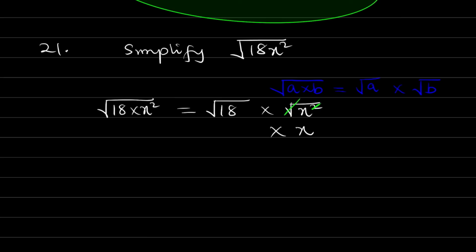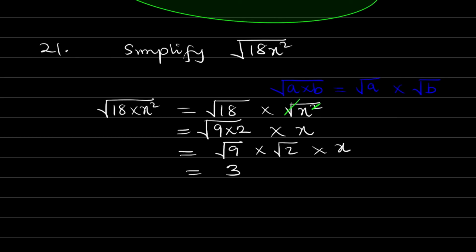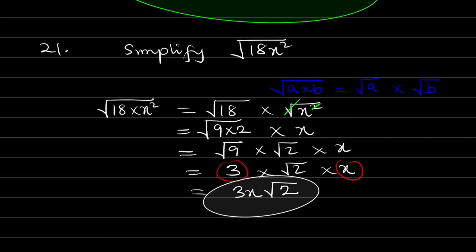And then 18 itself is the square root of 9 times 2. So we still need to open up this radical one more time. So we have square root of 9 times the square root of 2, then times x. Square root of 9 is 3, then times root 2, then times x. I'm going to do 3 times x, which is 3x, then times root 2, which will give us 3x root 2. This is our final answer for this question.